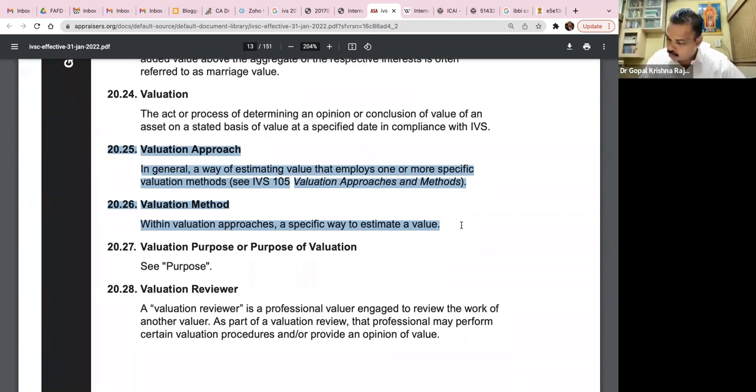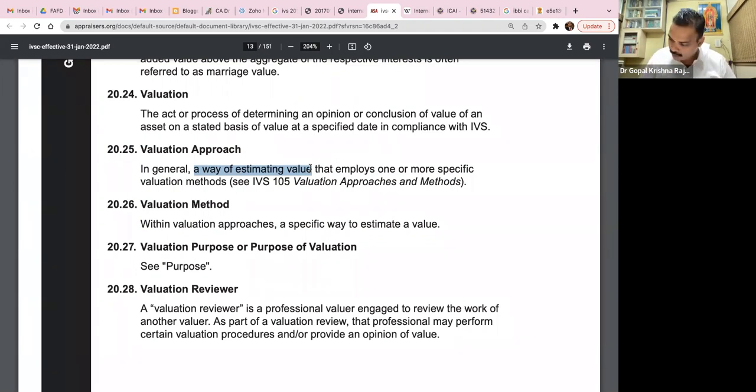So, valuation approach. This is a new definition. So, what is the definition? In general, a way of estimating value that employs one or more methods. A way of estimating value. It is a way by applying methods. So, approach, under that you have methods. So, 20.25, that is also not been defined previously, for your information.